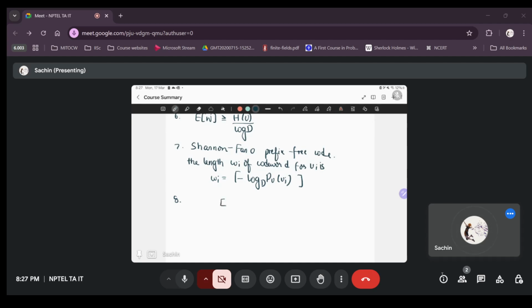From this you can write E of W greater than or equal to H of U by log D, which was already there. You can also write E of W less than H of U by log D plus 1, because Shannon-Fano coding achieves within 1 of H of U by log D. So at worst you can do Shannon-Fano coding, or you might do a better coding if you have a better coding.